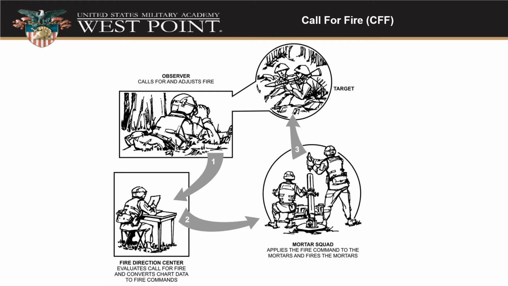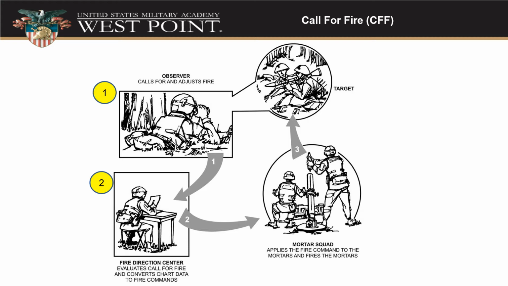First thing we need to understand is that there's a call for fire process in order to get indirect fires. We start that out with some observer who has to call for the indirect fire to come in, and then they can also control adjustments on that fire. When they call that in, it gets called into the fire direction center. They're the ones that evaluate it and convert it into firing commands that go to the guns.